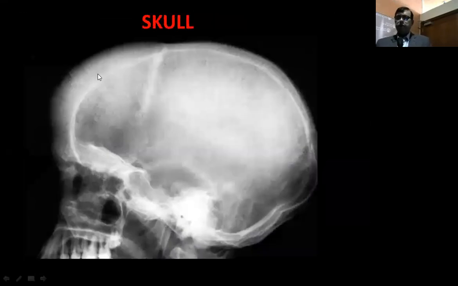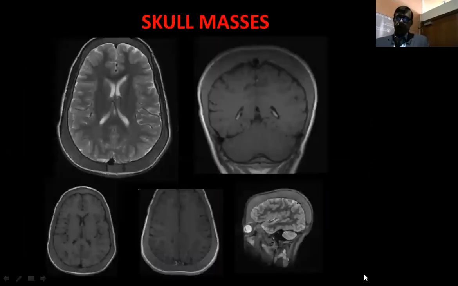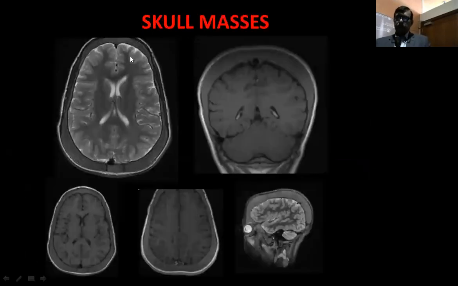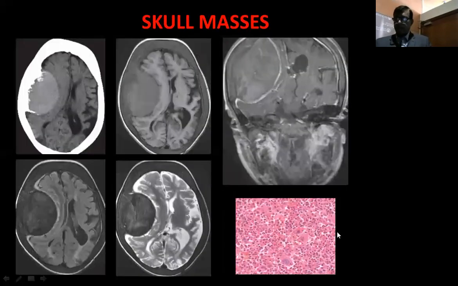And you can see this on plain skull X-ray, so-called hair on end, as if these are hairs and they are standing up. So once again, you can see hair on end. Or enlargement of the whole skull like this. Or even bone masses, skull masses.